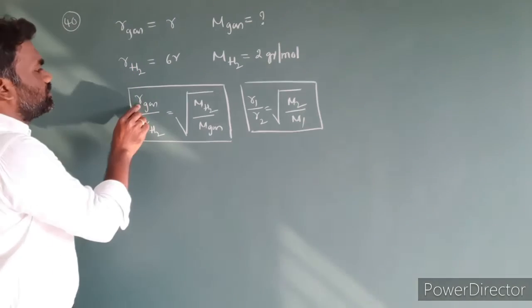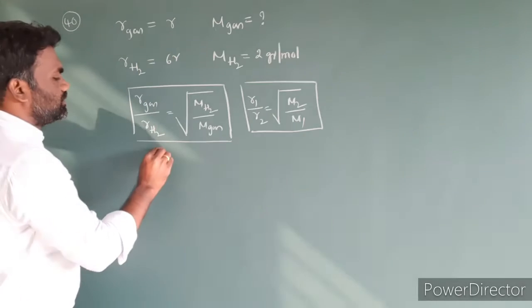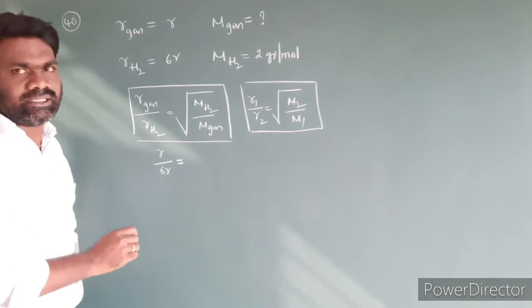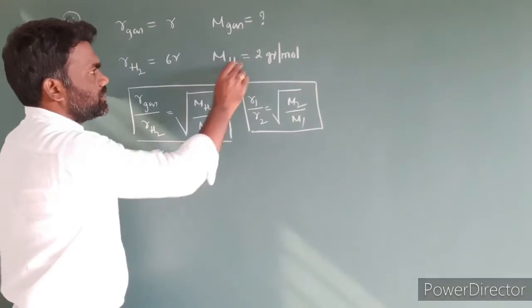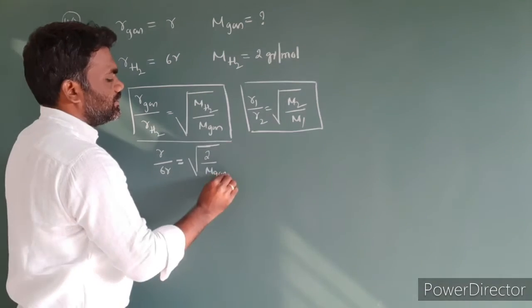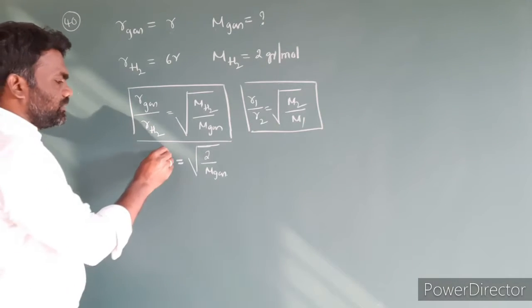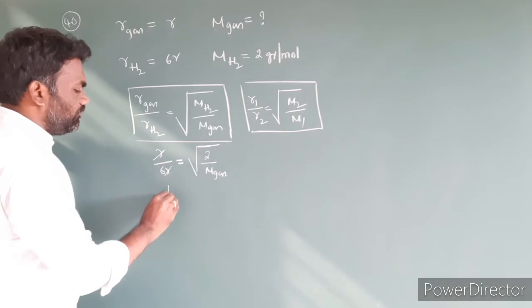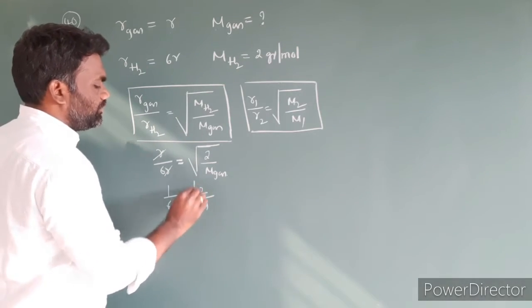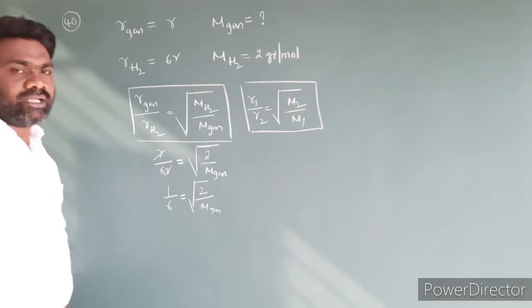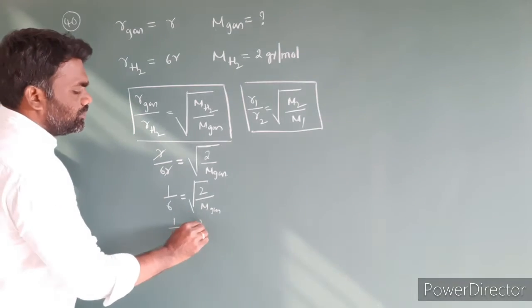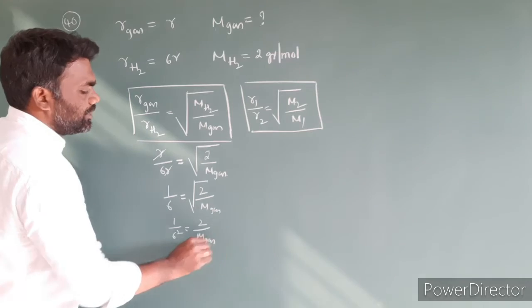Now substitute what is given. The rate of diffusion of unknown gas is R. The rate of diffusion of hydrogen is 6R. So R by 6R is equal to the square root of the molar mass of hydrogen, 2, by the molar mass of the unknown gas, which we have to calculate. Here R will get cancelled, then we get 1 by 6 equals square root of 2 by M. Squaring on both sides, we get (1 by 6) squared is equal to 2 by the molar mass of gas.